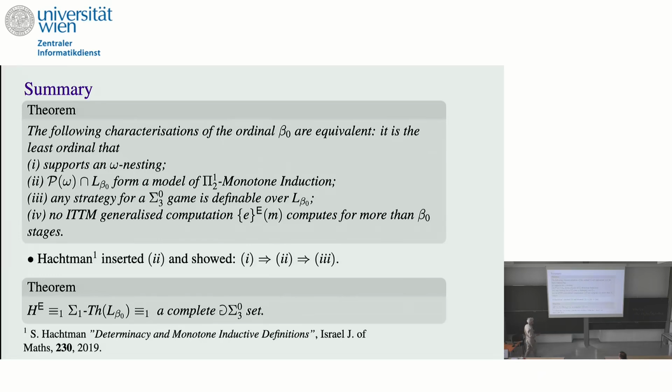Okay, and we get what we want down here. The halting problem for this generalized high-type recursion indeed gives us, essentially is the sigma 1 theory of this L beta 0, and essentially is this complete sigma 0,3 set.